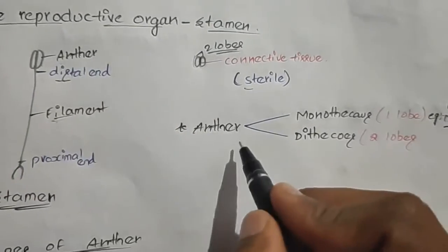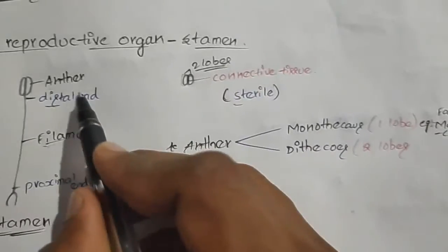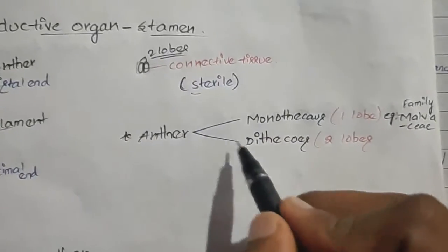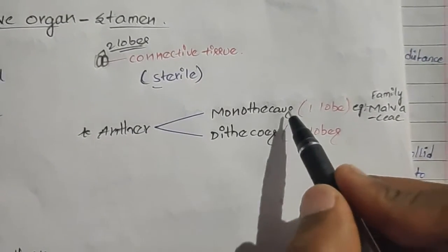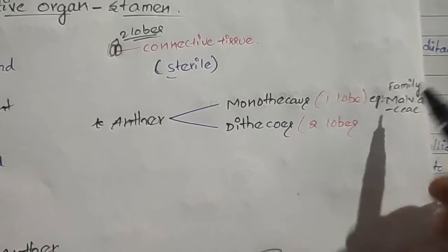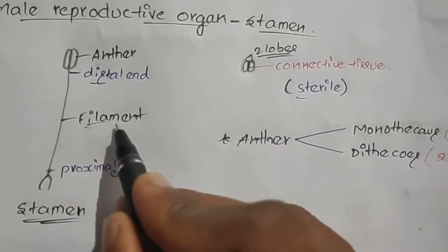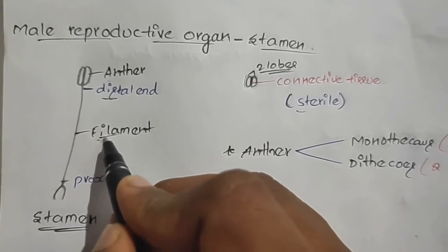These anthers may be of two types, monothecous or dithecous. Monothecous means in the anther only one lobe is present and dithecous means two lobes are present. Presence of monothecous anthers is the characteristic feature of the family Malvaceae. This filament is attached to different places of the anther. Based on this attachment of the filament to the anther, there are different types of anthers.